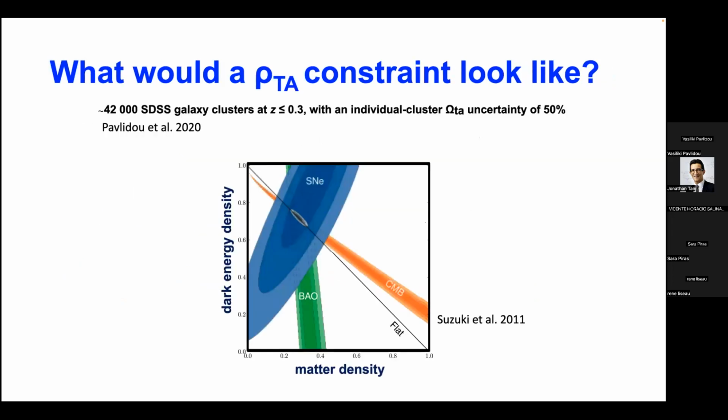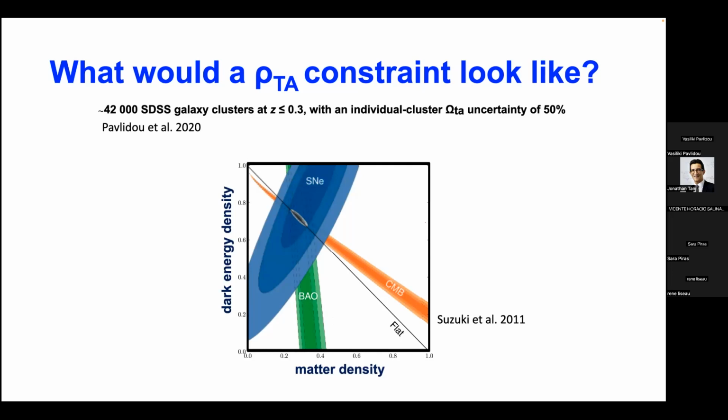So what would it look like? Let's say you got convinced, you go out there, you measure all the clusters you can find. By that, I mean the 42,000 Sloan Digital Sky Survey galaxy clusters at redshift smaller than 0.3. So what kind of constraints did you put on that plot? And this is what the other constraints look like, right? CMB, Planck, baryon acoustic oscillations, and the fat supernova line. Supernovae are a line, and it's a pretty fat one.